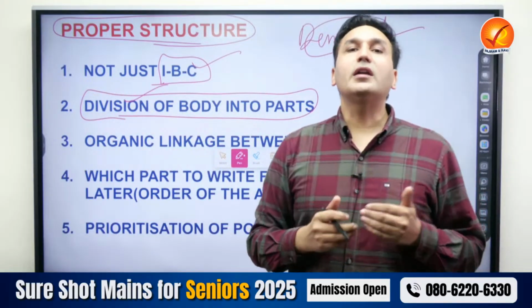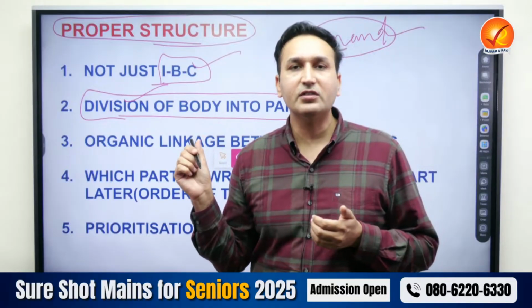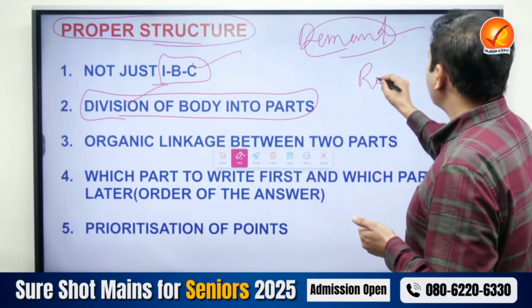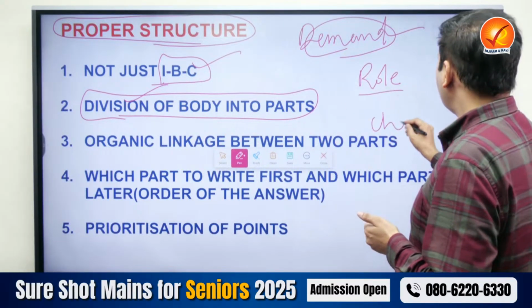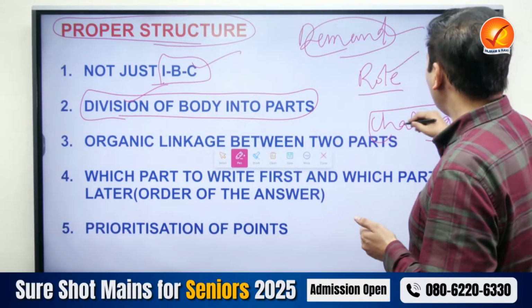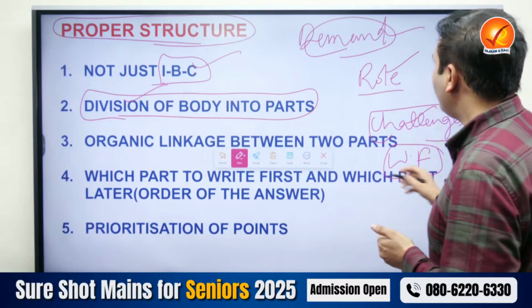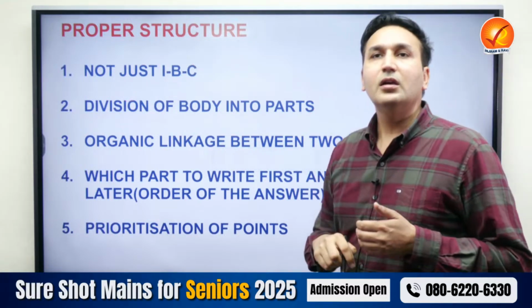Which part you would be writing first, which part you would be writing later, right? If we take the example of the last question, then the role you would be writing first, right? Then you would be writing challenges. Are you getting the point? First role, then challenges, then way forward. So this is how you would be structuring your answer.